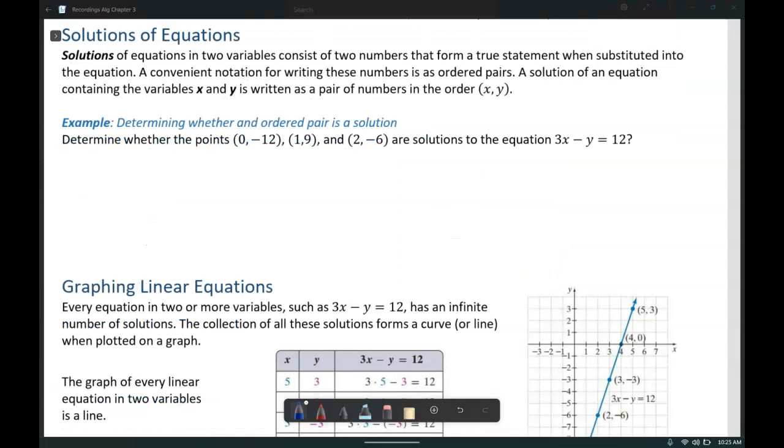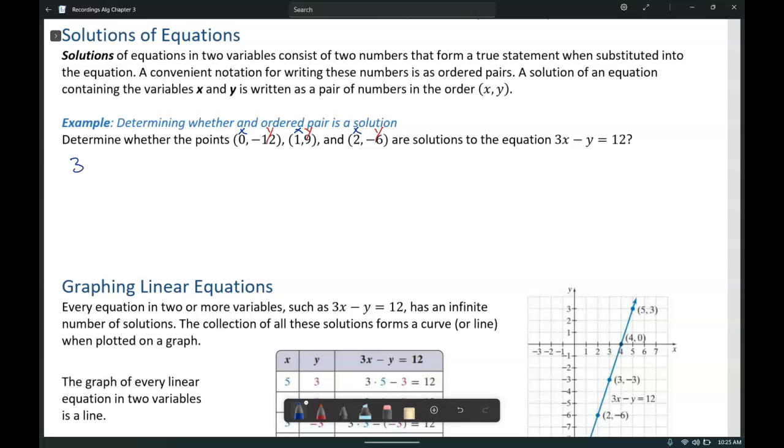Now, solutions in equations of two variables are two numbers that form a true statement when they're substituted in for the two variables of the equation, usually x comma y. Those solutions correspond with the ordered pair points that fall on that line in the xy plane. So we can identify whether these points are solutions just by simply substituting them into the equation for our x values and our y values. And we'll do that one at a time.